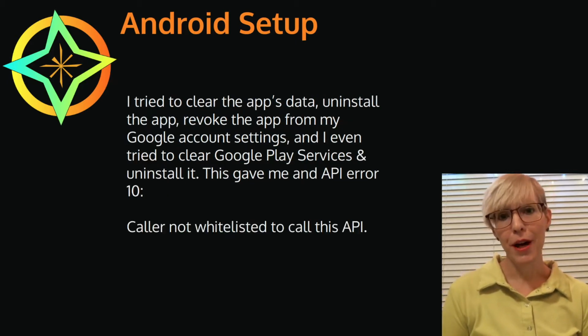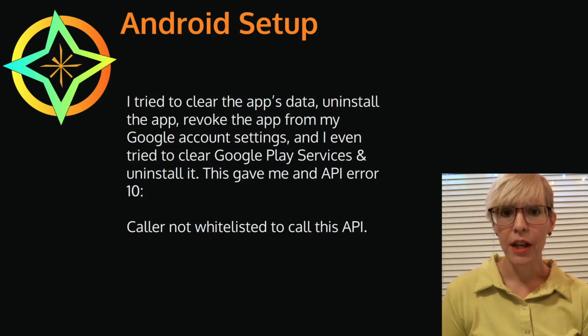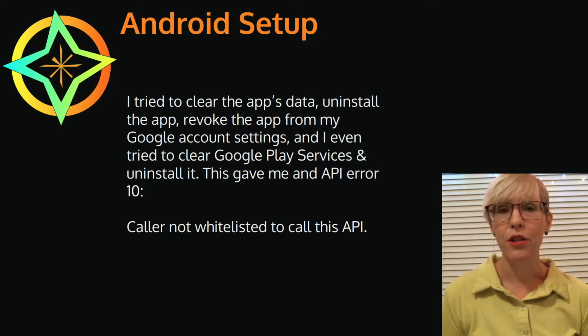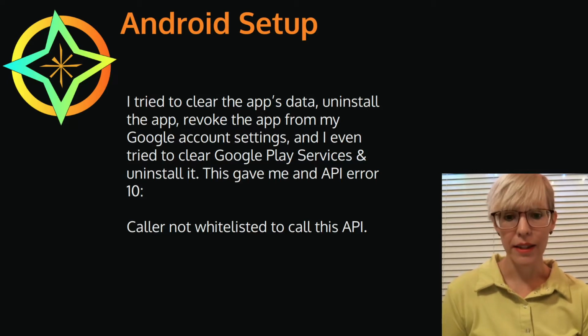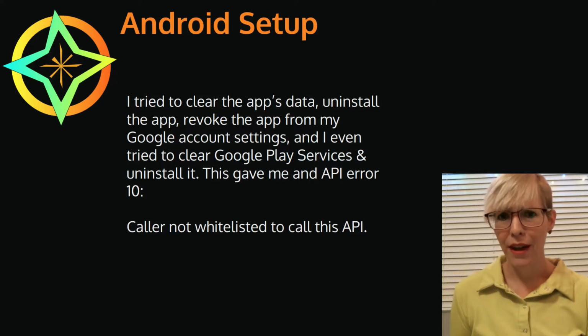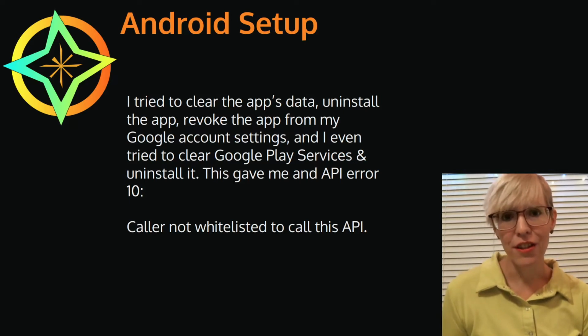Now, I tried to do a couple things to clear this information. I went into Google Play services and I cleared the data, and I tried to uninstall it. And as I was trying to do things, I got the app in a strange state where it gave me an API error 10, caller not whitelisted to use this API. So eventually I was able to fix it by correctly uninstalling Google Play services and then reinstalling it and doing an update. But I think it would just be easier to do a factory reset if you can, if it's just a development phone. And I think you're going to have a pretty good experience that way.